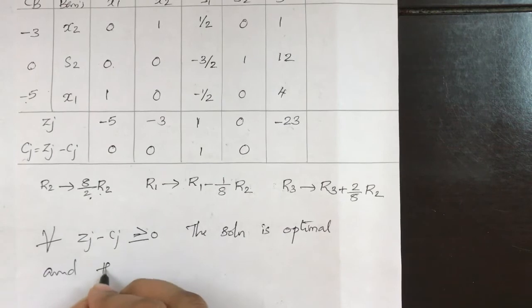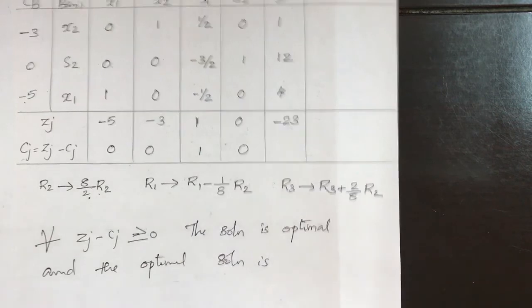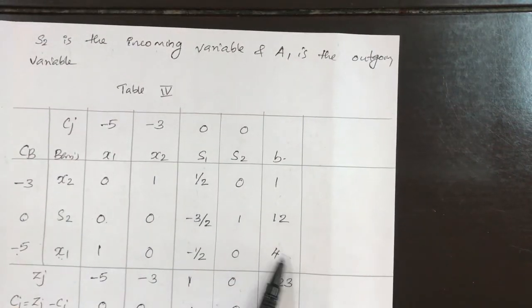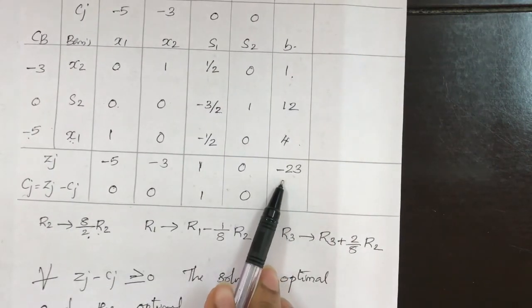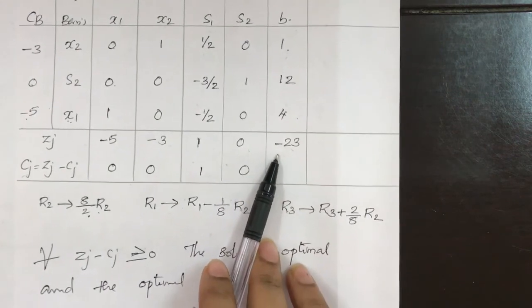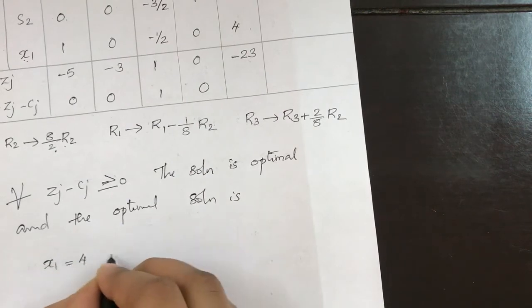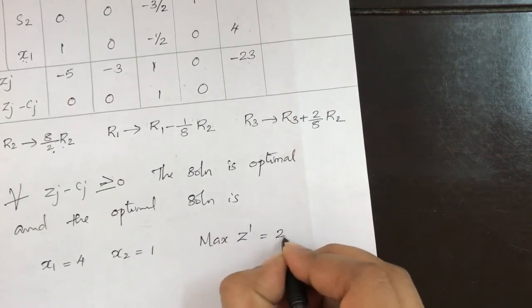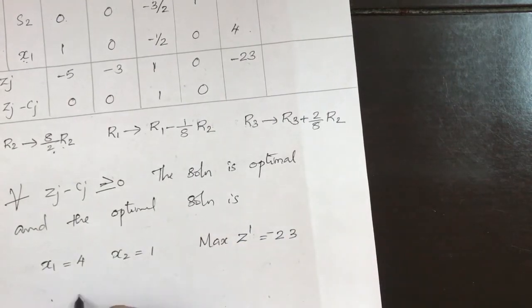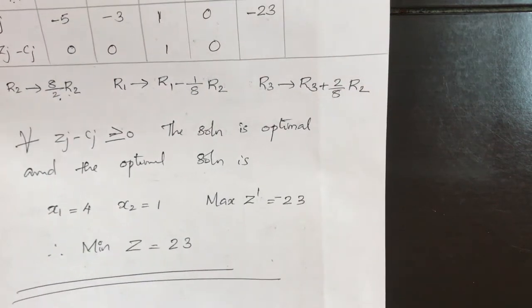And the optimal solution is x1 equal to 4, x2 equal to 1 and Z max minus 23. That is, here we take maximum of Z dash is minus 23. So x1 equal to 4, x2 equal to 1, maximum of Z dash is equal to minus 23. Therefore, minimum Z is equal to 23. So this is the answer.